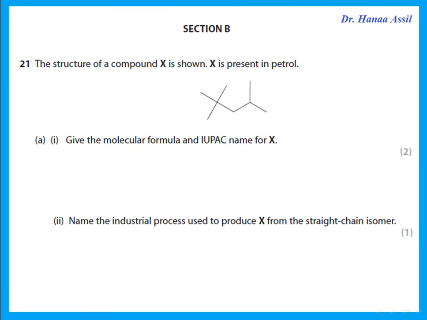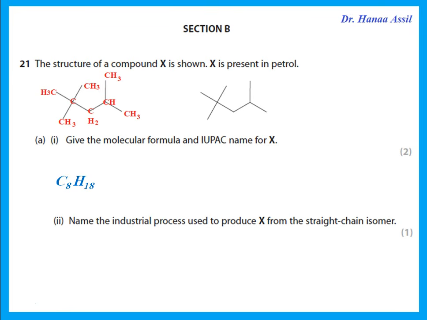In section B, he's saying the structure of a compound X is shown. X is present in petrol. Give the molecular formula and the IUPAC name for X. Okay, to get the molecular formula, I need to keep in mind where the carbons and hydrogens are. So if I write it out, this is the structure with the carbons and hydrogens written out. So count the number of carbons and the number of hydrogens. This will be C8H18.